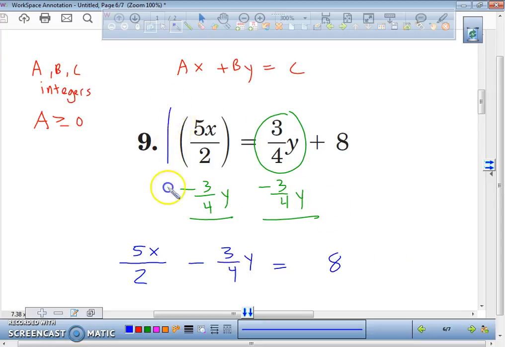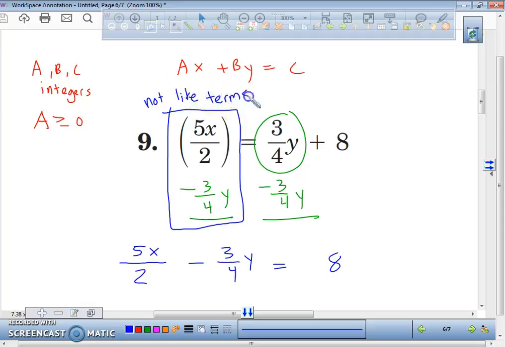We cannot combine these right here because these are what? They're not like terms. You cannot add x's and y's together. You can multiply them together, but you can't add them together. All right? So here's what you have left.